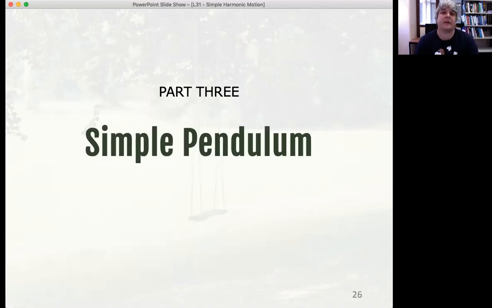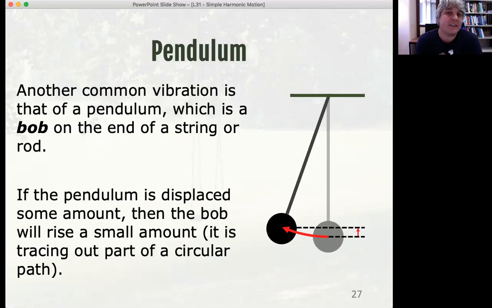With all of that out of the way, with all of that covered, hopefully learned and absorbed, we are ready to look at another type of simple harmonic motion, and this one is the simple pendulum. So we've all met pendulums. As I mentioned, if you've been on a swing, you have been a pendulum. A pendulum is the idea of something that just swings back and forth.